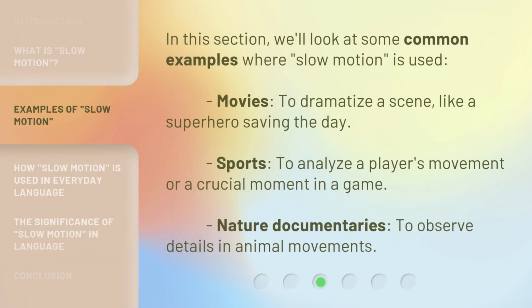In this section, we'll look at some common examples where slow motion is used. Movies, to dramatize a scene, like a superhero saving the day. Sports, to analyze a player's movement or a crucial moment in a game. Nature documentaries, to observe details in animal movements.